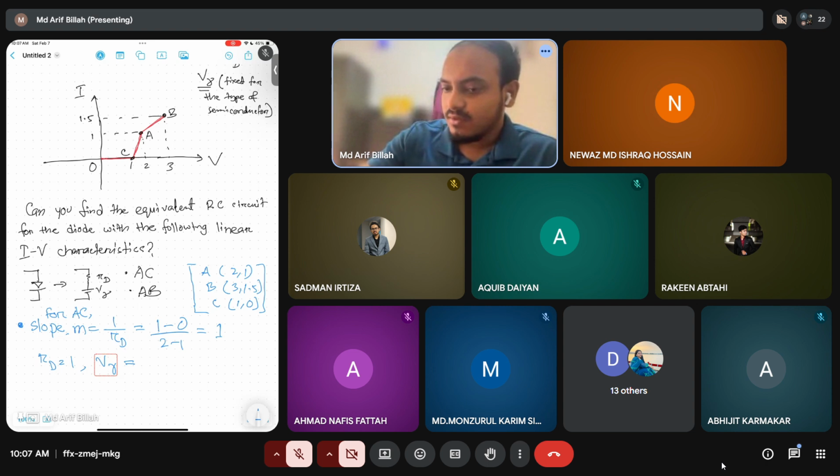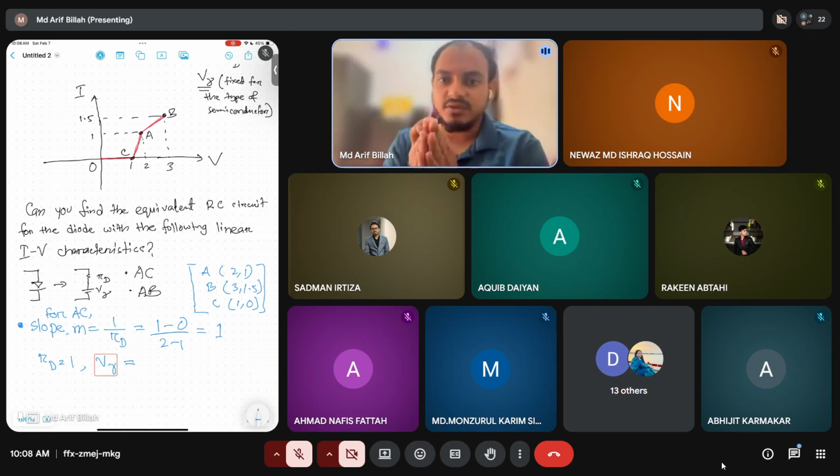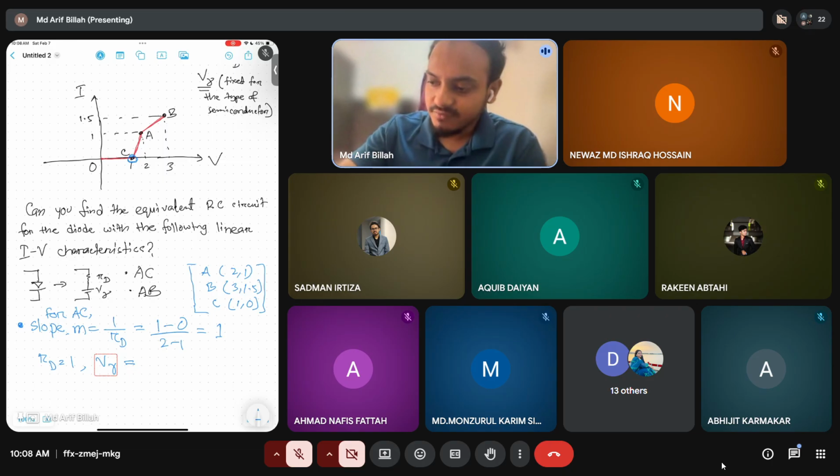The V gamma, 2 volt. আচ্ছা, V gamma is the point where the diode starts conducting, right? যেখান থেকে zero থেকে conduction start হয়. That's your forward voltage. That's the minimum voltage required for current to flow through. So V gamma is this point where you have current flowing through the circuit.